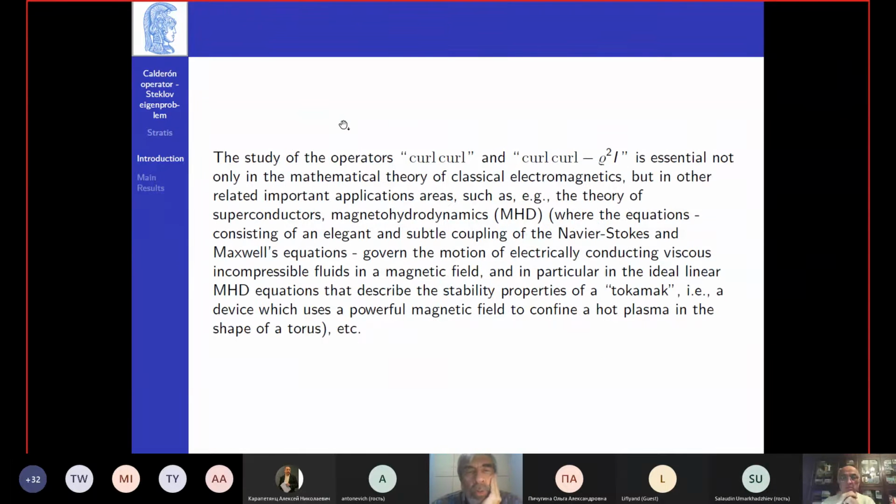So, let me make a short remark about the operator that already appeared in our problem, which is the double curl, or the double curl minus rho square. This is a very important operator in electromagnetic mathematical theory, but not only. For example, if one works with superconductors or with magnetohydrodynamics, then these are the main or even standard operators in these theories. So it is important to know a lot of their properties, not only for electromagnetics, and this has been done by many people as well.